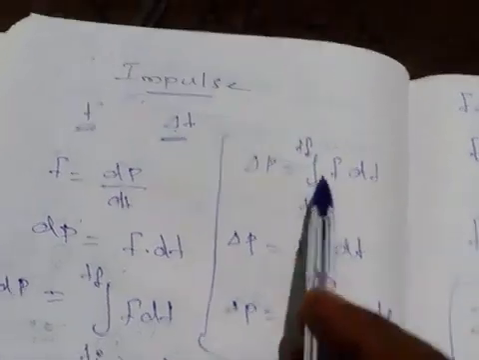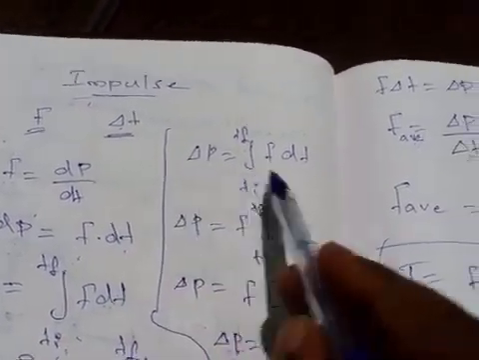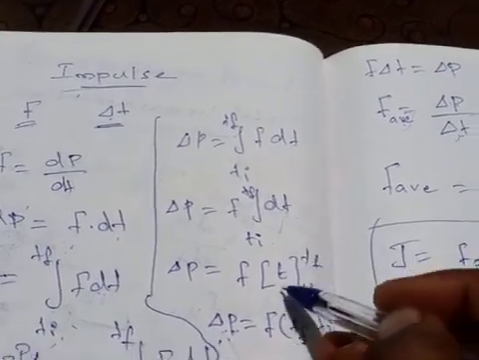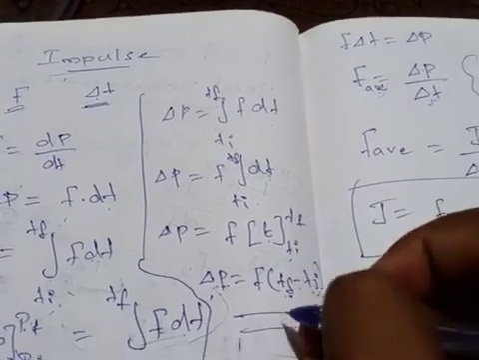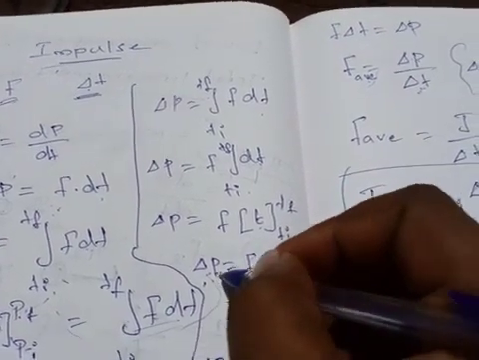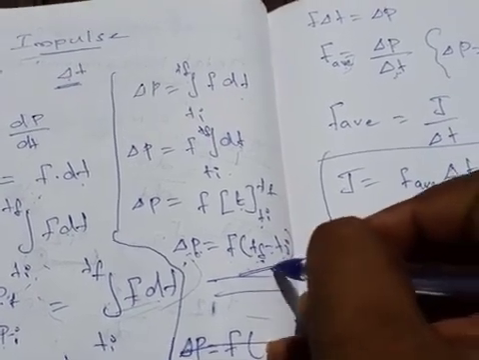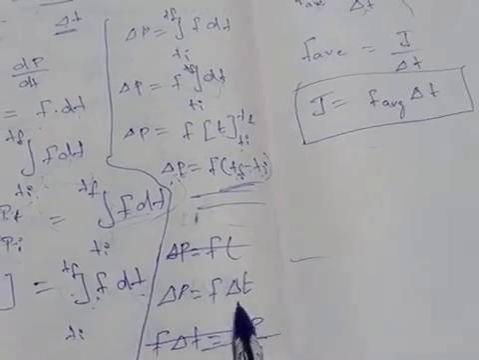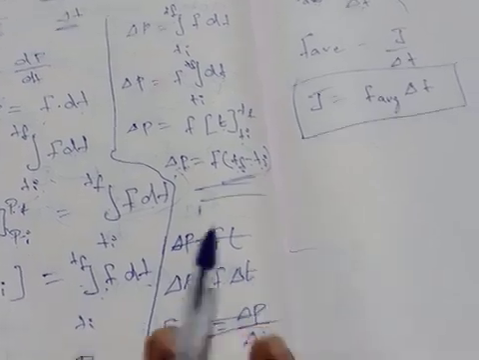Now you can see delta p is equal to F into dt. Integrating dt, the integration of dt is t, between the initial time and the final time. If you put this in, we get this equation. And this tf minus ta is called the change in time, delta t. So delta p is equal to F into delta t.